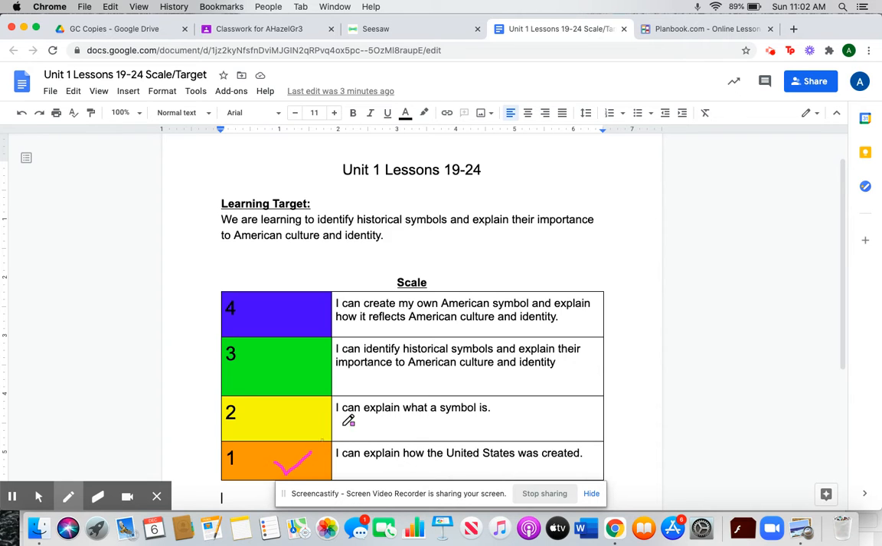Now, it's time for us to explain what a symbol is. So, I want you to take this time now to think, what is a symbol? Please pause the video, and once you are ready, hit play, and we will go over what a symbol is.